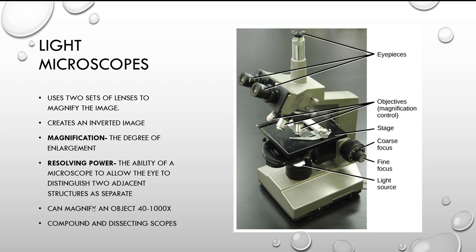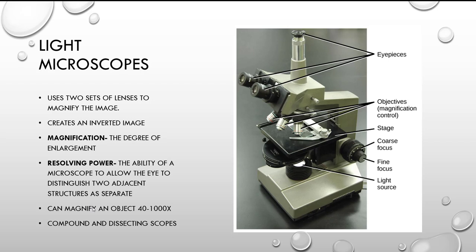Now, in addition to being able to enlarge the object, the microscope also provides you with resolving power. So resolving power is the ability of the microscope to allow the eye to distinguish two adjacent structures as separate.